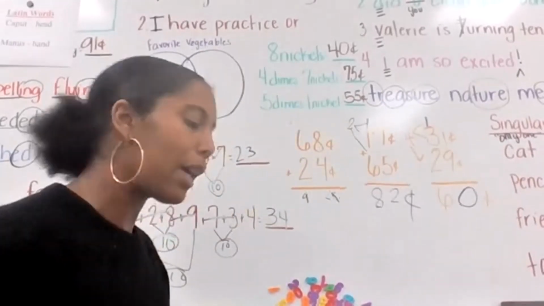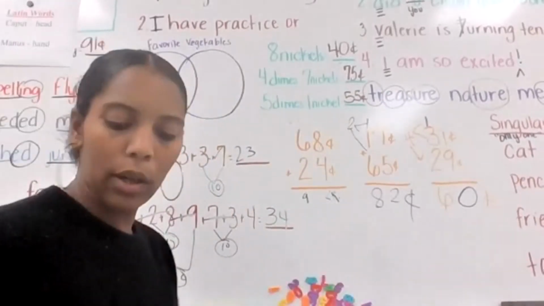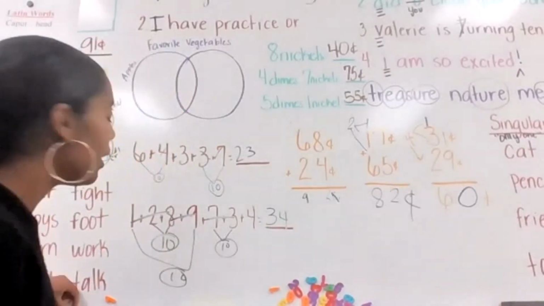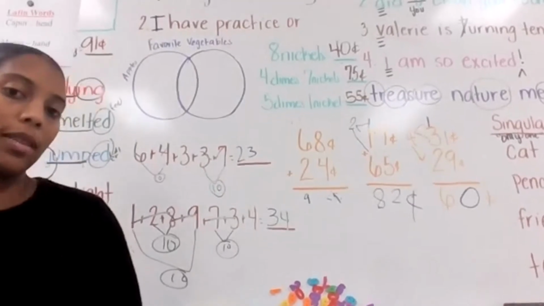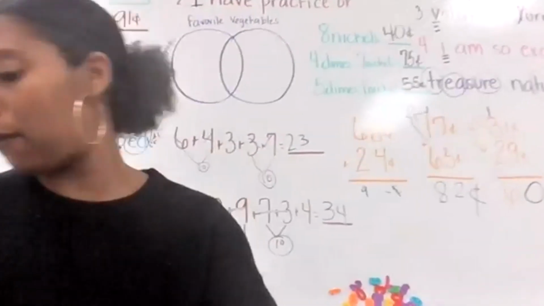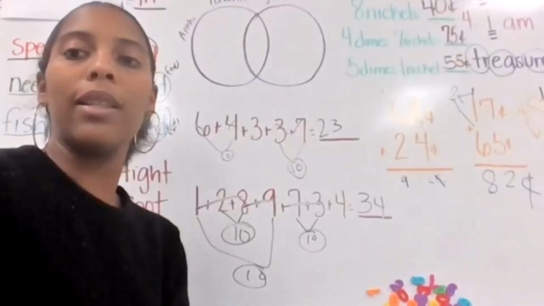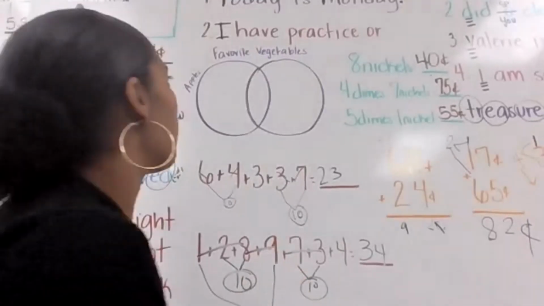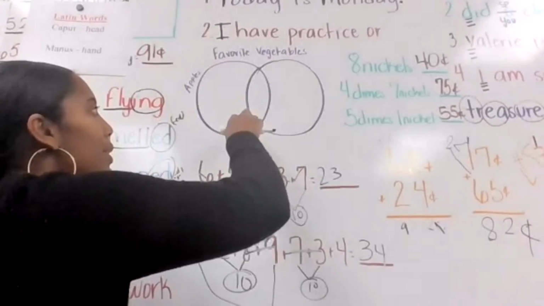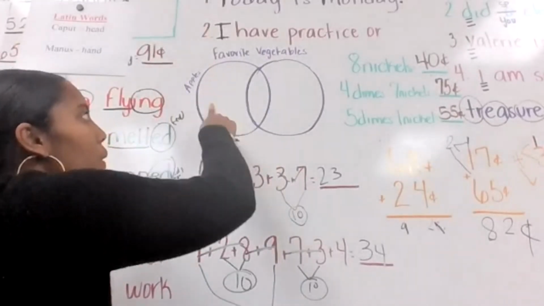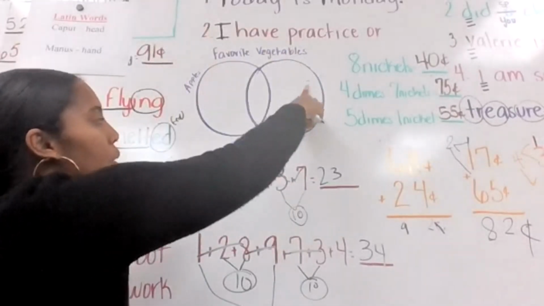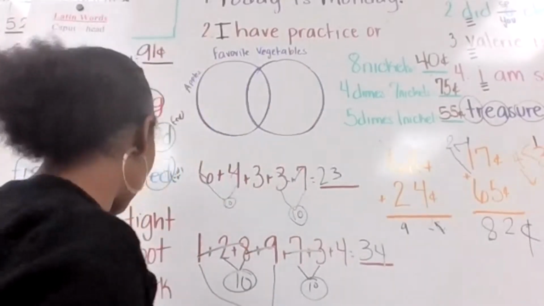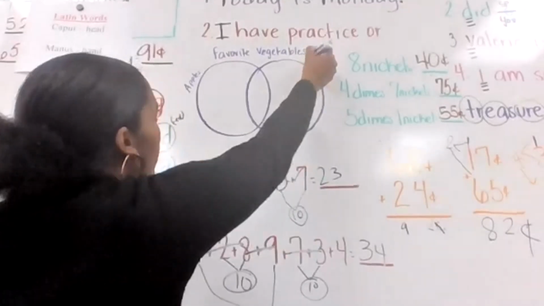All right, so last I want to go over a Venn diagram. Remember, we discussed what a Venn diagram is. It's a type of graph, just not in a regular graph form. Instead, it's a diagram with circles. In a Venn diagram, we have three sides. We have one side where it's only one thing, the other side only one thing, but then we have a middle section, and that's what makes Venn diagrams different.